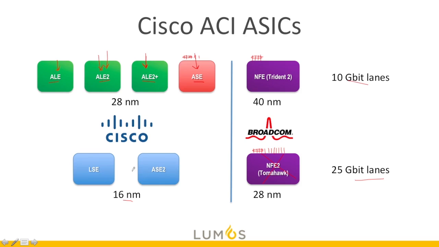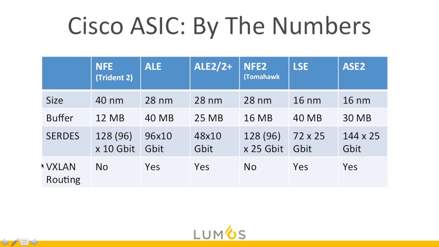The new generation, the 25 gig based, are the LSE and the ASC2. LSE stands for Leaf Spine Engine, and ASC2 is the Application Spine Engine number 2, the second generation. They're based on an even smaller 16 nanometer die size. I do not know what the code names for these were, but in Cisco documentation you'll see them referred to as the LSE and the ASC2, and they are both based on 25 gig lanes.